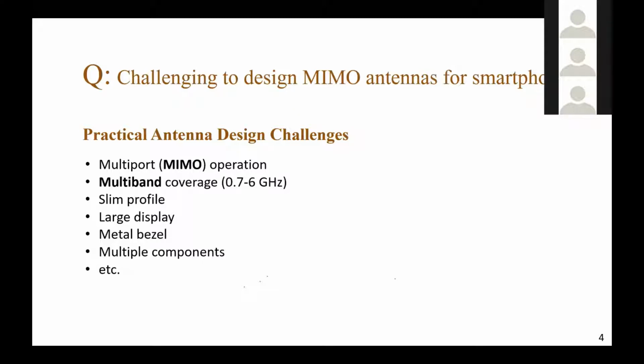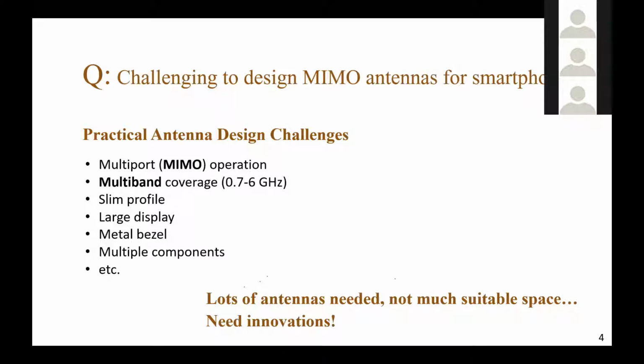We also need to make the smartphones slim, because that has been the trend. Of course, not too slim that it is not mechanically stable. We need a large display, because that has also been a trend, that people want to see the display covering the entire front side. A metal bezel will also make it harder to design antennas, because now you put more metal in the places where you would otherwise have put antennas, and then you need to put in a lot of components, microphones, speakers, and so on, and a lot of cameras these days.